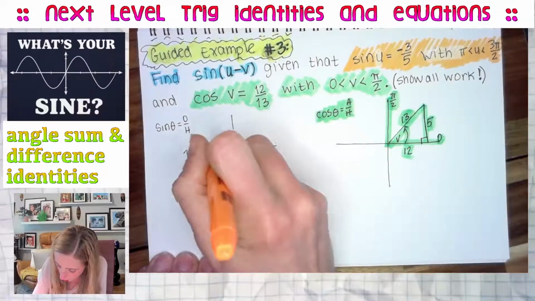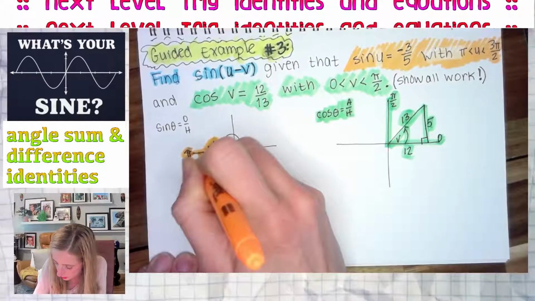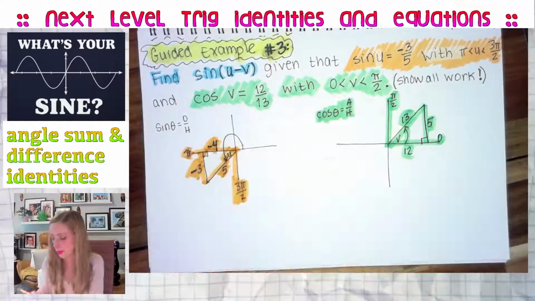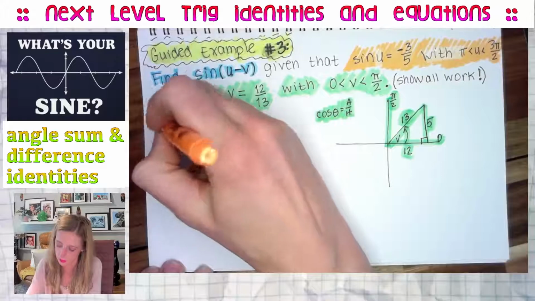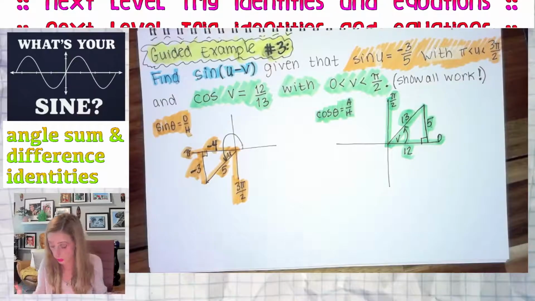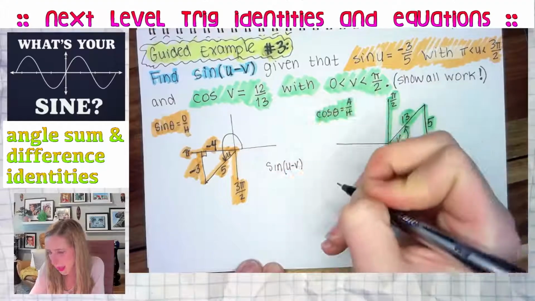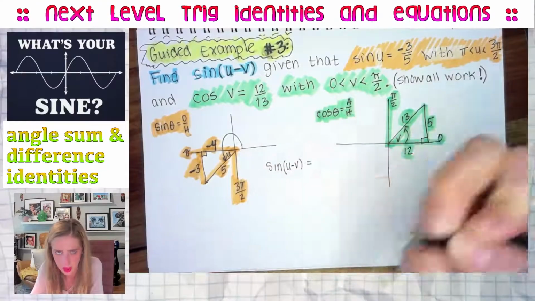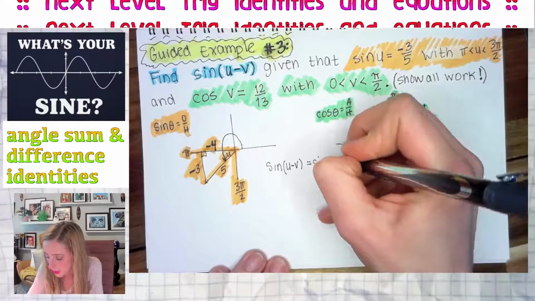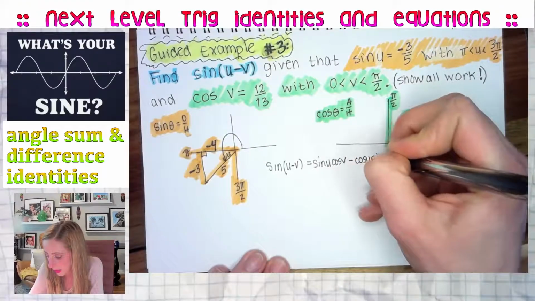So I'm just color coordinating quickly. I'm sorry, you could skip ahead a little bit if you don't care for this, but I know some people like that. Okay. So in blue, ready? Sine of U minus V. I'm going to use the sine angle difference identity, swapping my alphas and betas for U's and V's. That's the sine of U, cosine V, minus cosine of U, sine V.